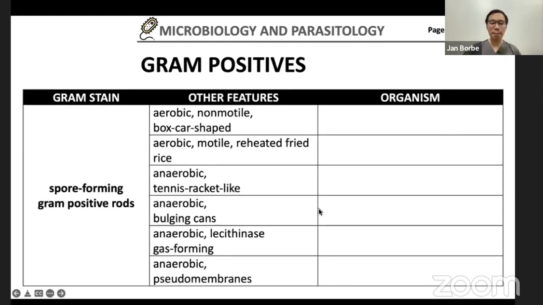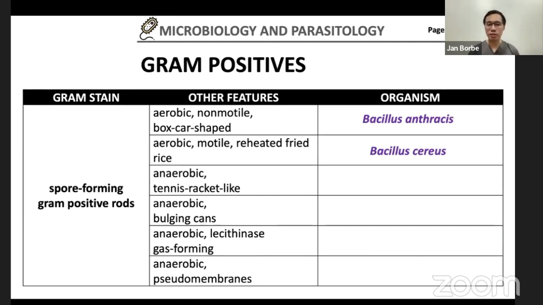Okay, so punta tayo sa gram-positive naman kapag aerobic non-motile boxcar. That's your buzzword over there. That's none other than Bacillus anthracis. Reheated fried rice, Bacillus cereus. But of course, dapat tatandaan natin, there are two types of Bacillus cereus. It's your emetic form, di ba? Tsaka yung diarrheic form. No? So kapag reheated fried rice, it's really more of the emetic form that we're talking about. Okay? So between the emetic and the diarrheic form, sino ba yung mas shorter ang incubation time? Siyempre, yung pagsusuka. Diba? Isipin nyo na yung sarili nyo, diba?